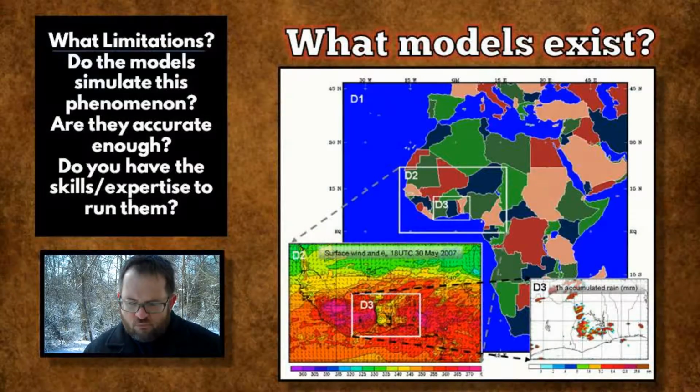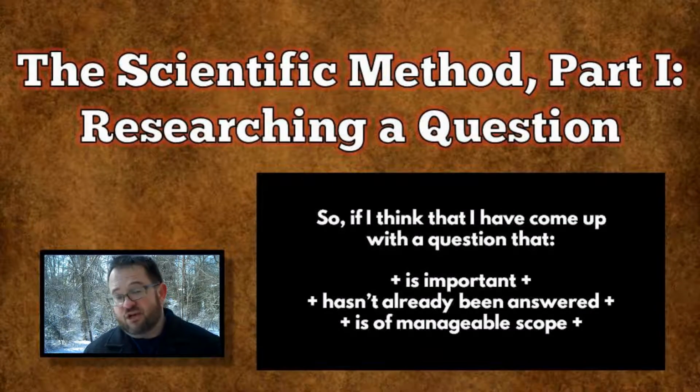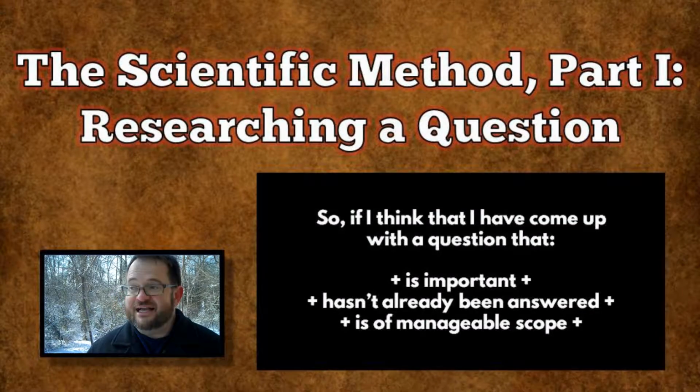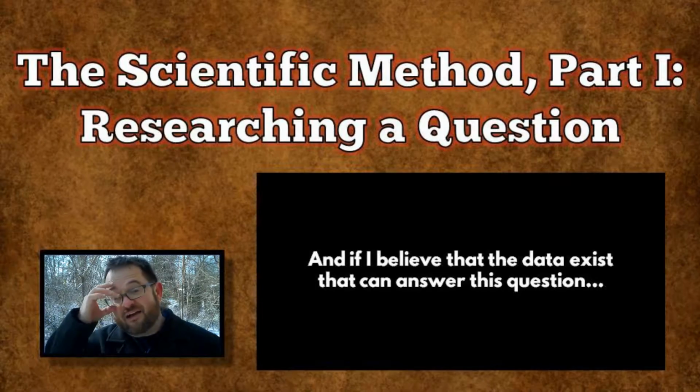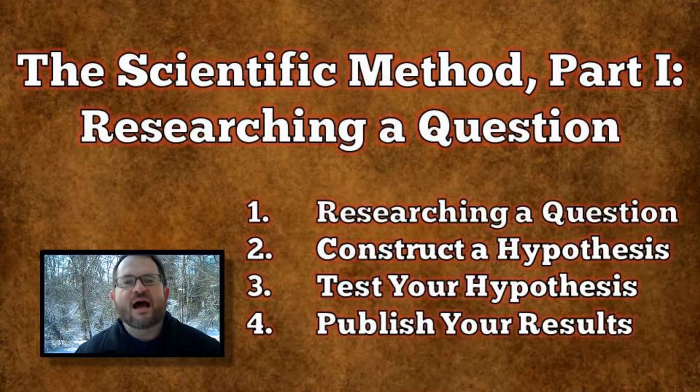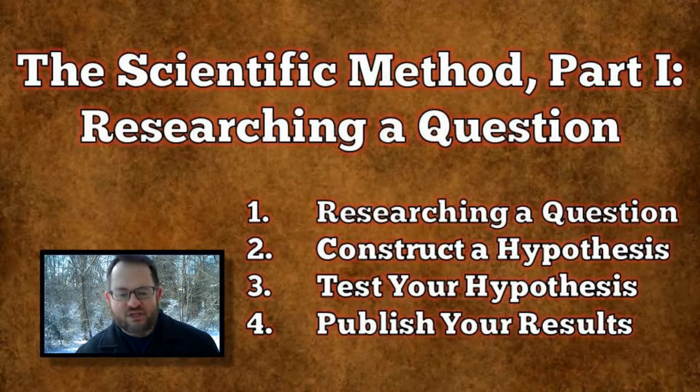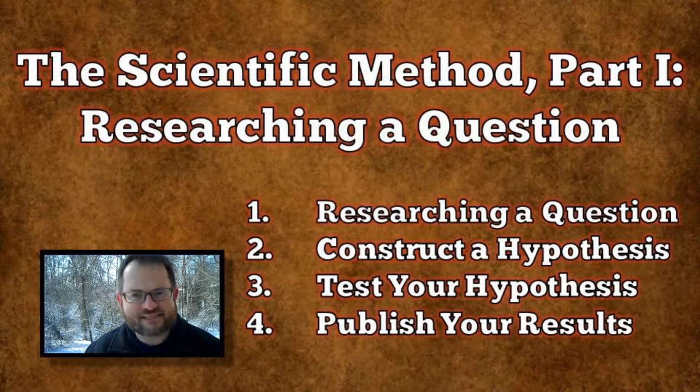Well, these are all things we've got to consider before we get to the scientific method. We're going to design an experiment, we're going to test our hypothesis, we're going to publish our results, all that. But before we get to any of that, we've got to know what our question is. Now, if I think I've come up with a question that is important and hasn't already been answered by somebody else and is of the right size, it's a manageable scope, I can actually answer this question, and I believe that I have the data or the tools or whatever that can answer the question, then maybe I have actually gotten through the first step of the scientific method.